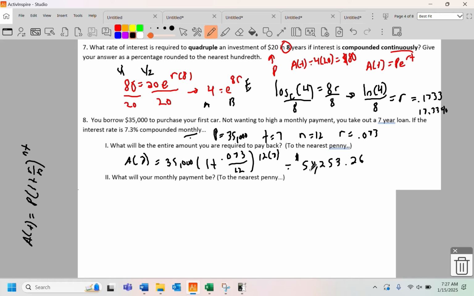What will your monthly payment be? It is a 7-year loan. So 7 times 12 is 84 months. I notice a couple of y'all are missing like that little detail on a quiz. RTFQ, read the full question, okay? So I'm going to take my $58,253.26, and I'm going to divide it by 84.